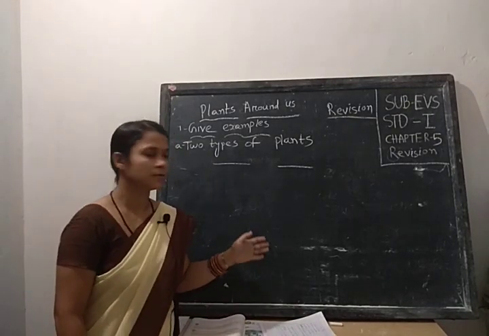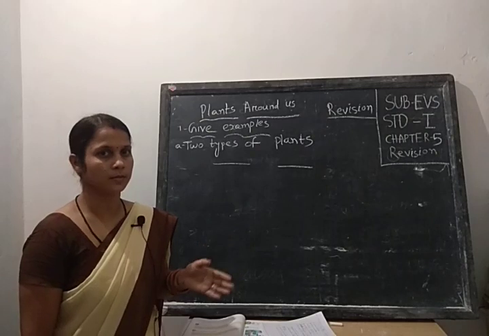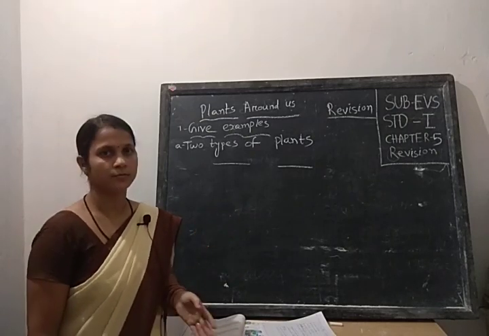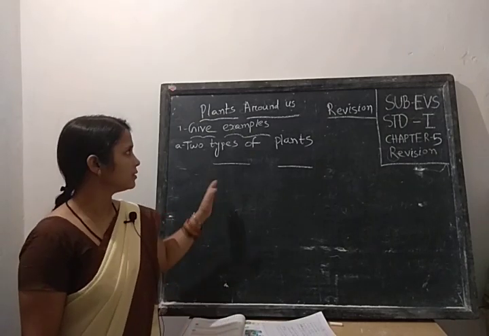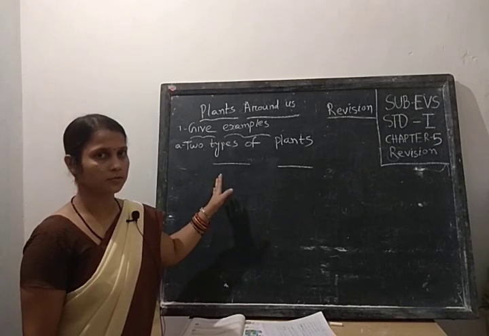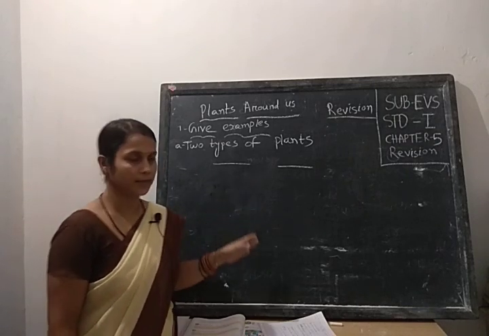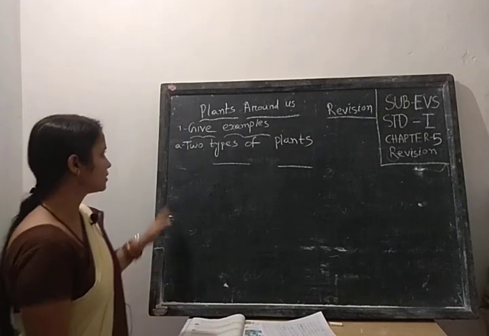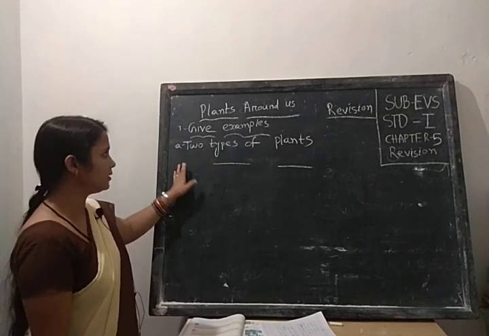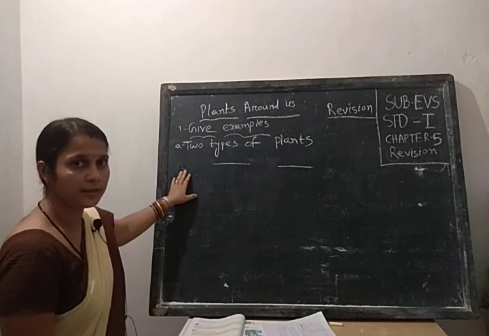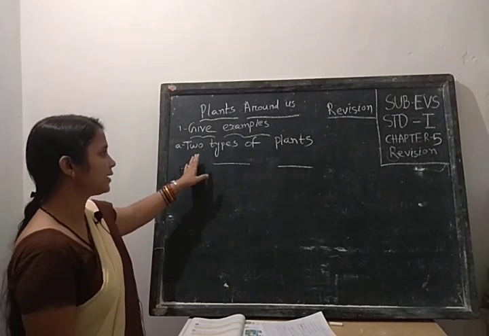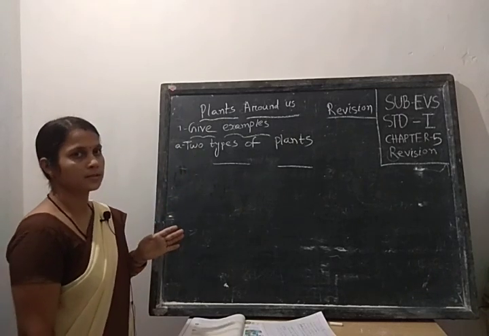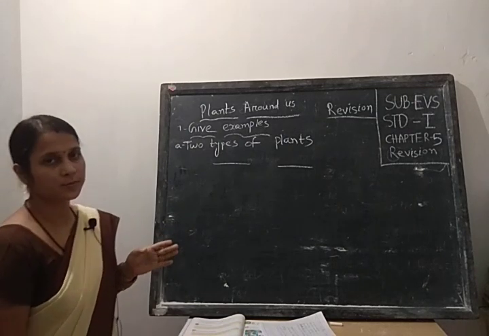Now, today we'll discuss chapter 5 of revision. So, let's start our revision question answer of chapter 5, Plants Around Us. Question number 1, give examples of two types of plants. Yes, students, tell me two types of plants.